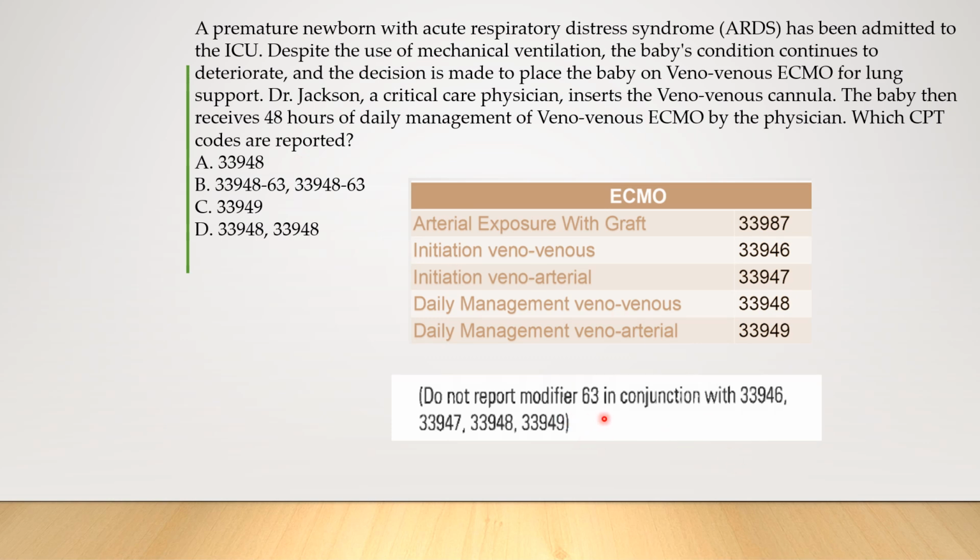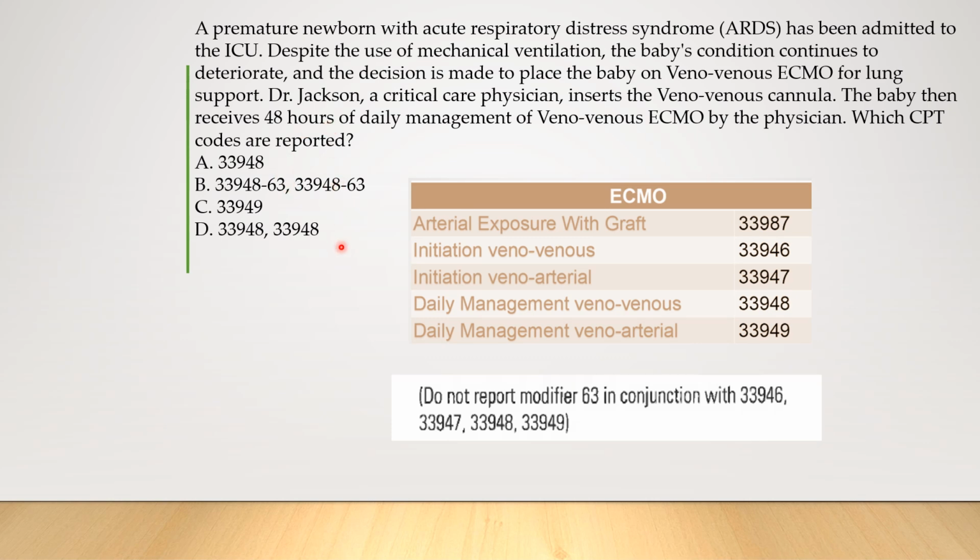This is a parenthetical note which is there below all these codes. So kindly read that note very carefully. Now we have enough data. So this is a Veno-Arterial 33949. It is a Veno-Arterial, so option C goes away. 33948, it is definitely the daily management, but it is a daily management of the Veno-Venous, and we are talking about 48 hours. So even option A goes away.